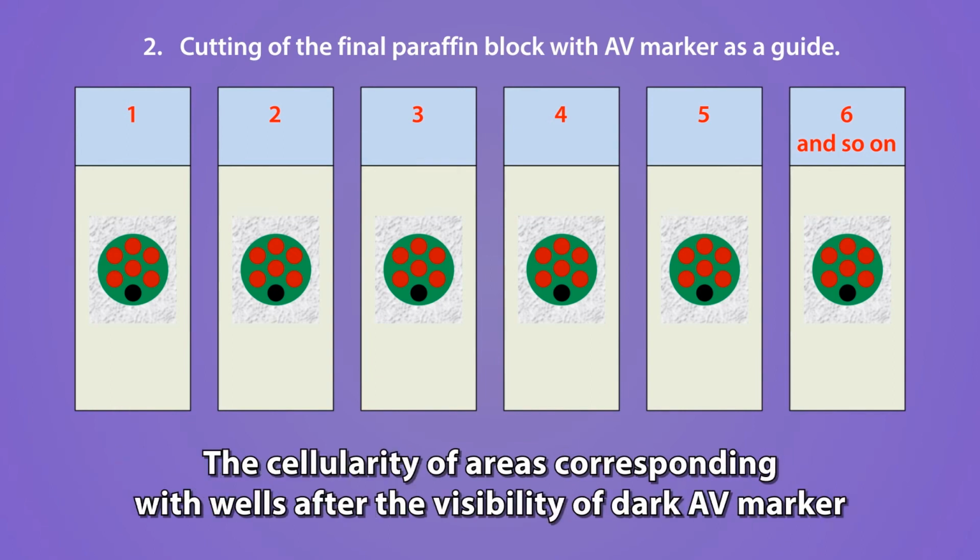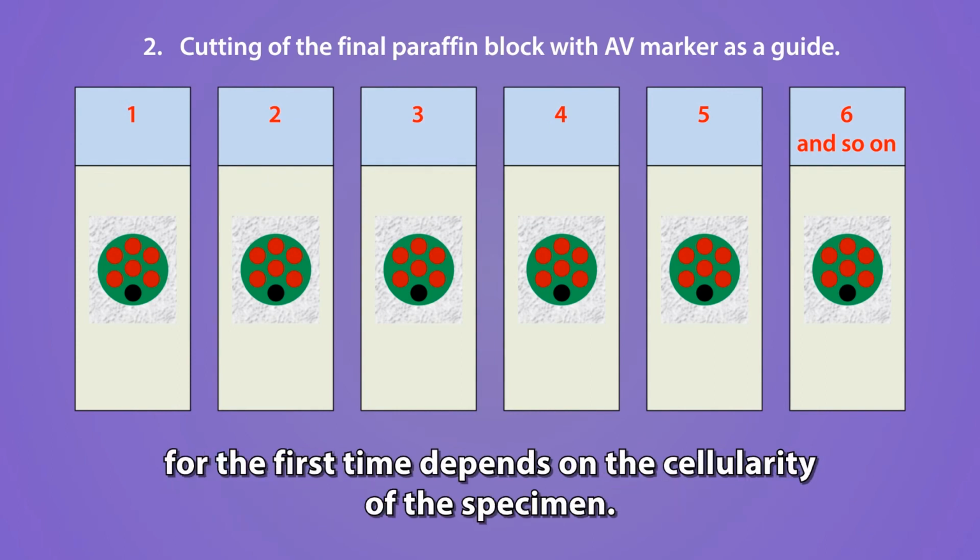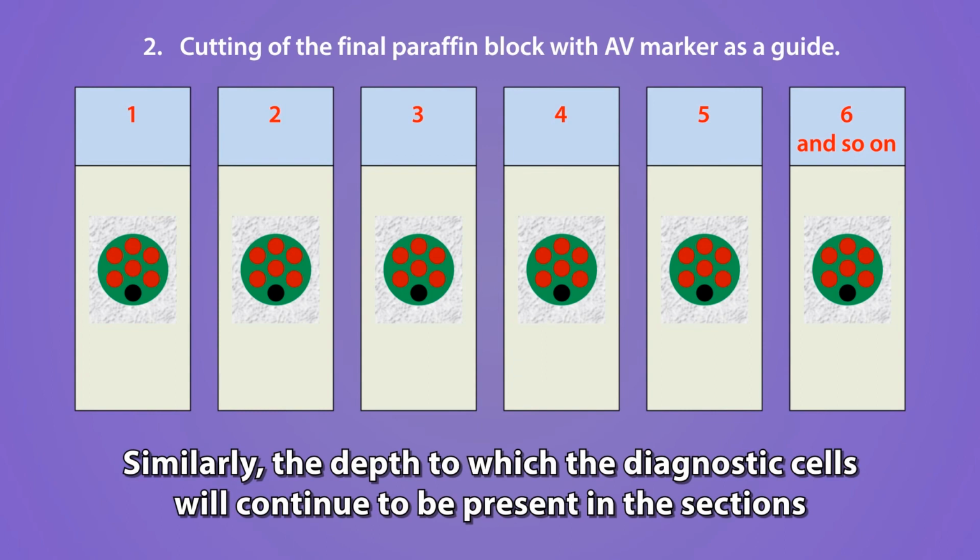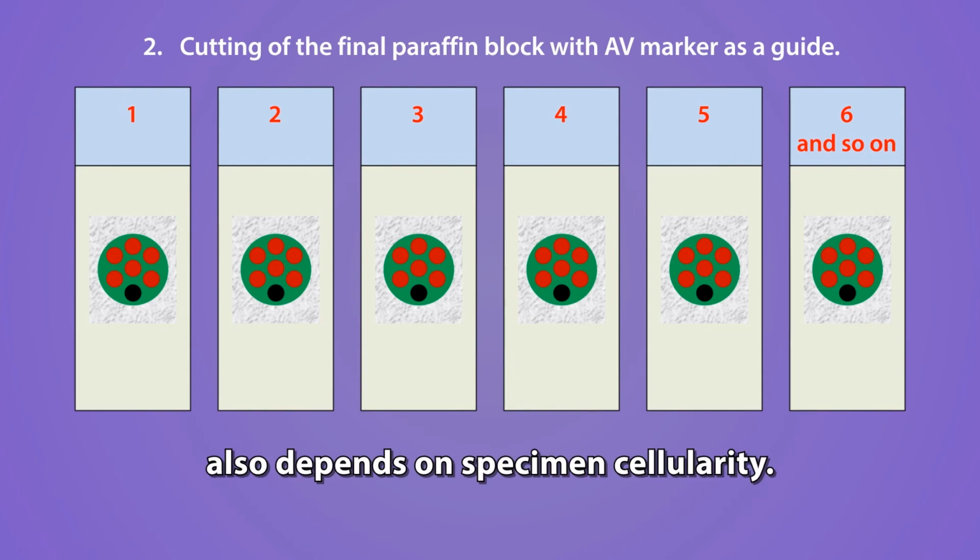The cellularity of areas corresponding with wells, after the visibility of dark AV marker for the first time, depends on the cellularity of the specimen. Similarly, the depth to which the diagnostic cells will continue to be present in the sections also depends on specimen cellularity.